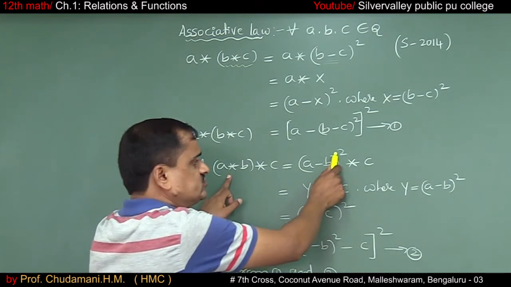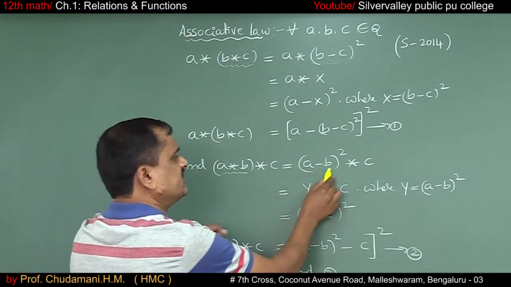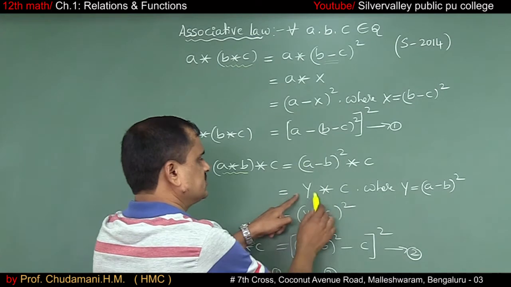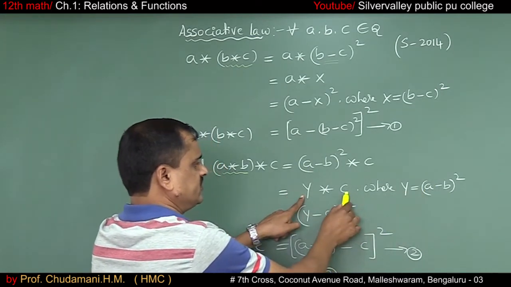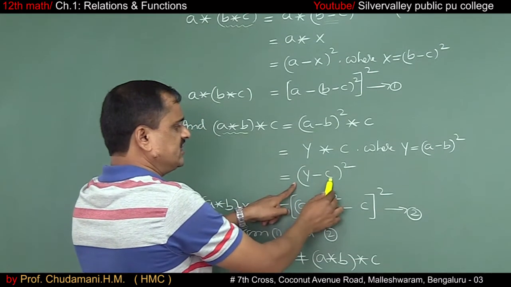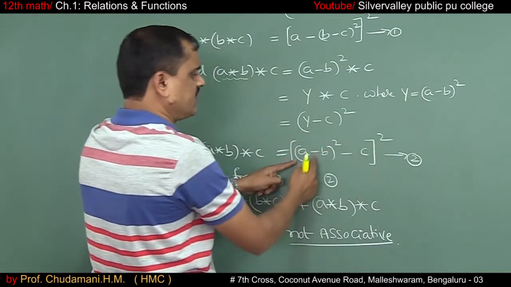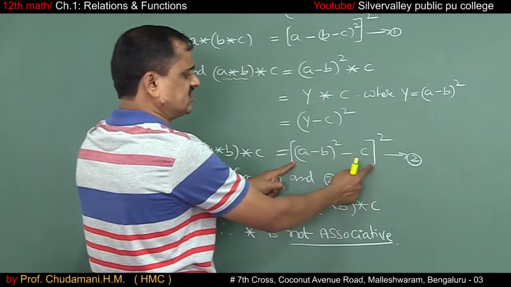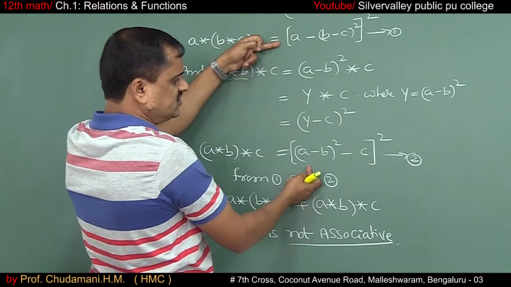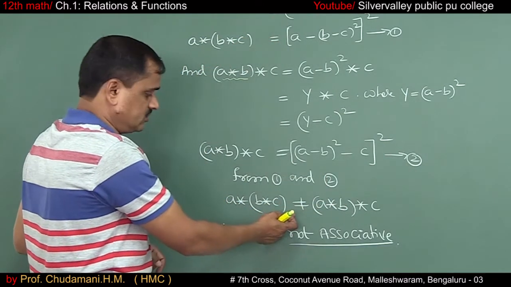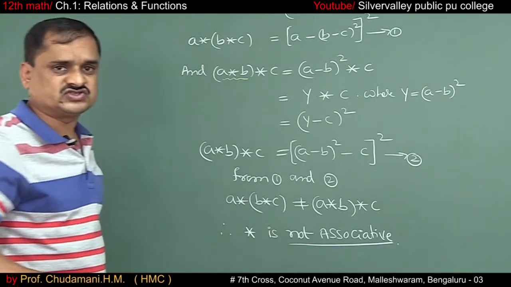And (A star B) star C is equal to (A minus B) the whole square star C. A star B is (A minus B) whole square. Let me denote this as some Y. Y star C, Y minus C the whole square, in place of Y, ((A minus B) whole square minus C) the whole square. Look at 1 and 2. Clearly, these two are not same obviously. Obviously, these two are not same. That means star is not associative.